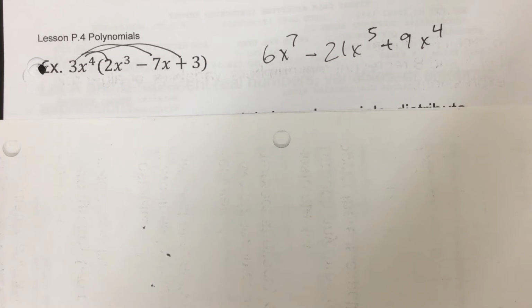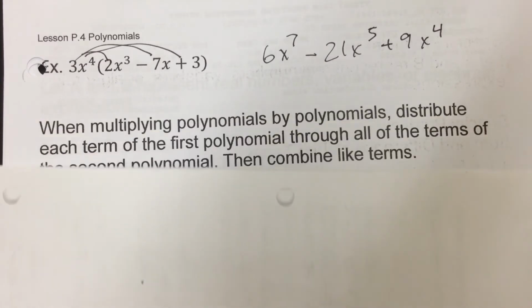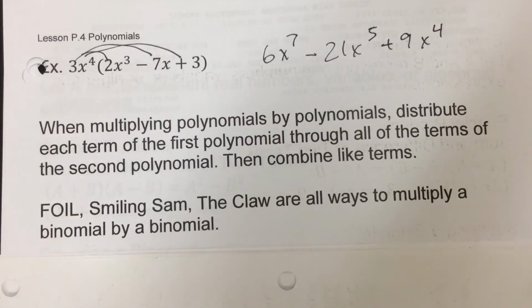So, when we start getting into binomials and bigger, you're still going to do the same thing. We're going to distribute each term of that first polynomial through every term of the second one. And then you put like terms together. A lot of times we call this foiling. A student taught in Albion, they called it Smiling Sam. When I was in high school, my teacher called it the claw. It's all doing the same thing. You're just taking each term of the first one and distributing it into each term of the second.